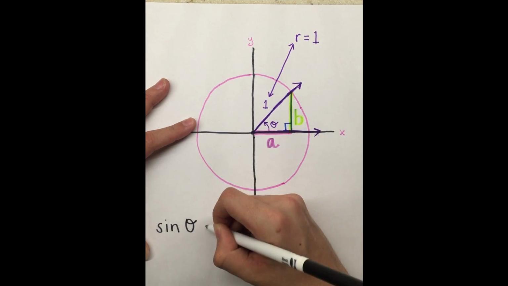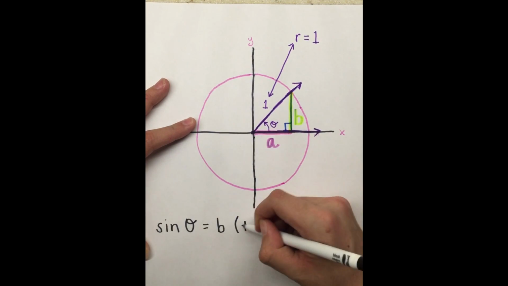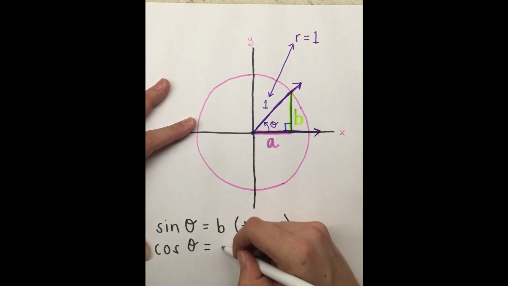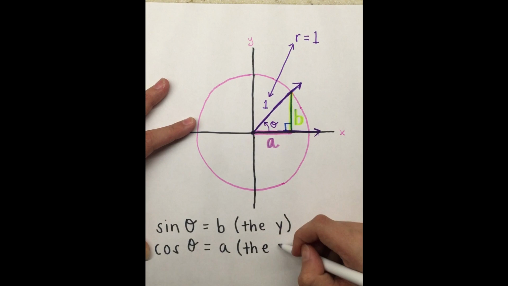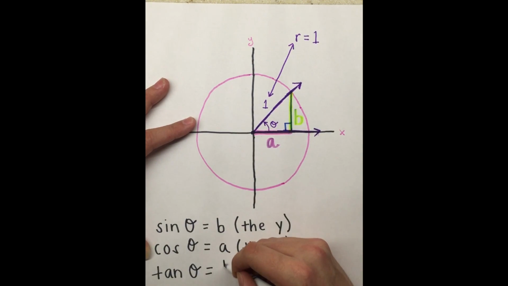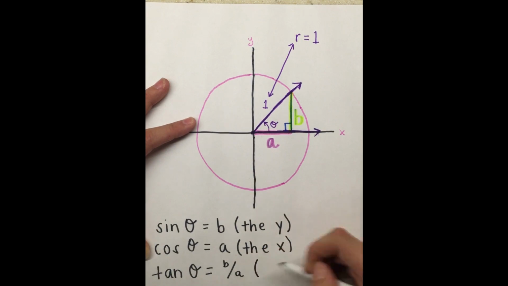So the sine of theta equals B, or what we would call the Y. Then the cosine of theta equals A, or what we could also call X. And the tangent equals B over A, or Y over X.